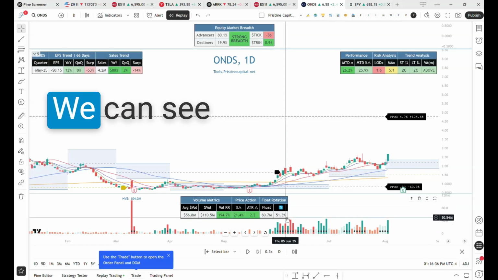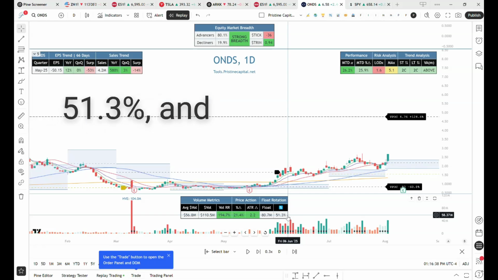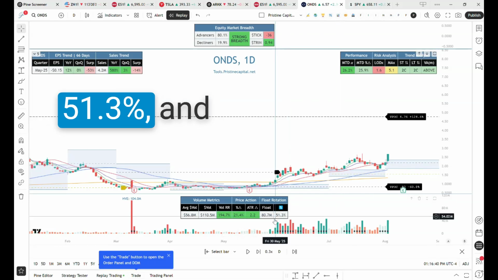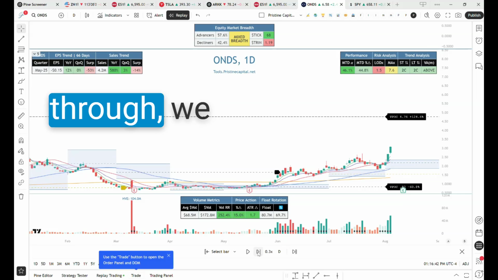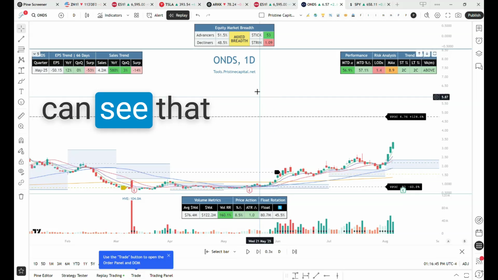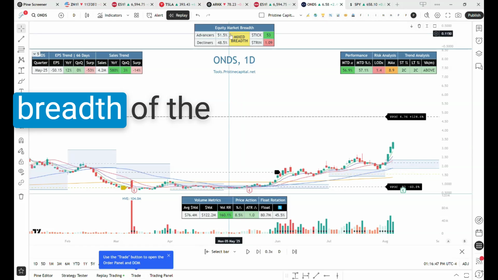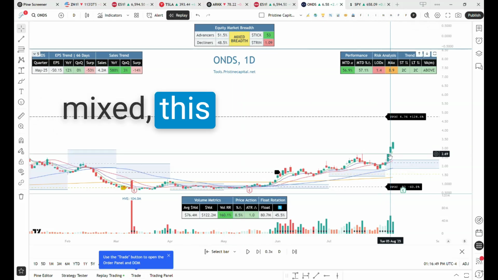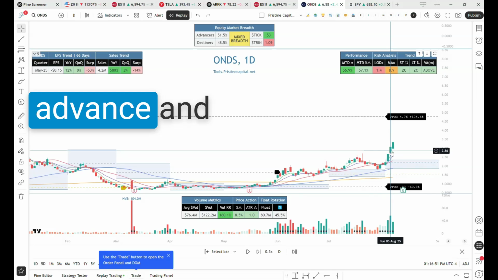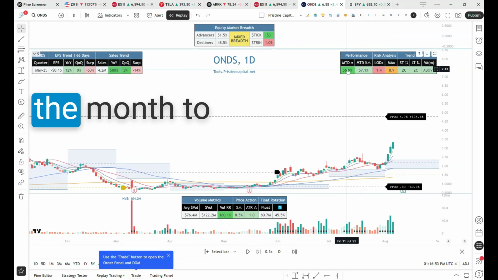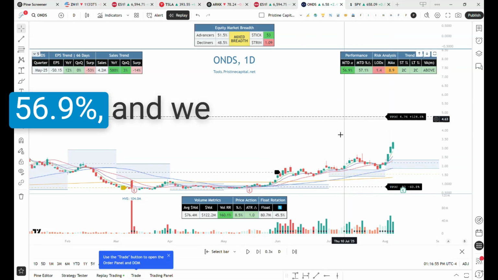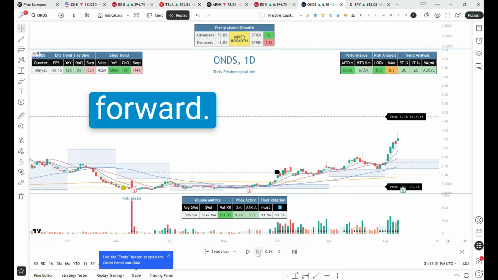Now let's take a look. We can see the float rotation was pretty high at 51.3%. And as we play this chart through, we can see that even on days when the breadth of the market was mixed, this stock was still making its advance. And we can see the month-to-date alpha is all the way at 56.9%. And we keep stepping forward.